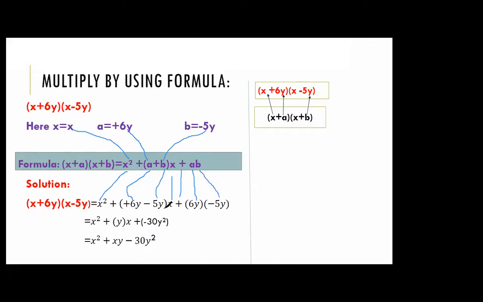Now 6 minus 5 is 1. We are not going to copy down 1 here, so we get y. Okay, x is copied here. Now plus 6 minus 5, when we multiply plus and minus, we get a minus sign. 6 fives are 30. Now in the next step we get x square, arranging the variables, plus xy minus 30y square. Is it clear, students?